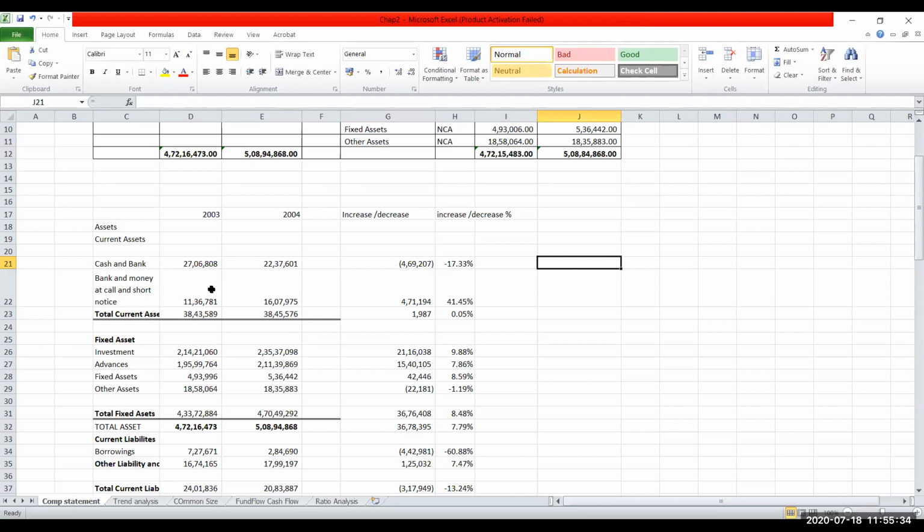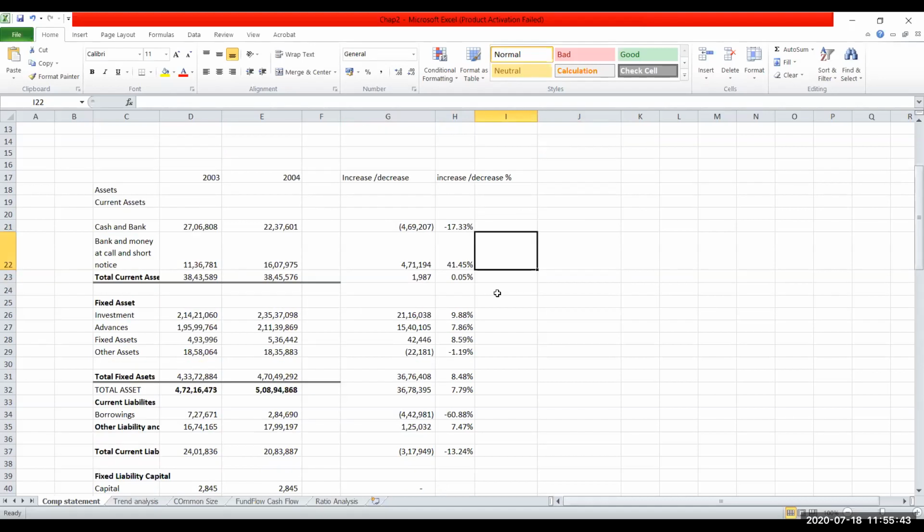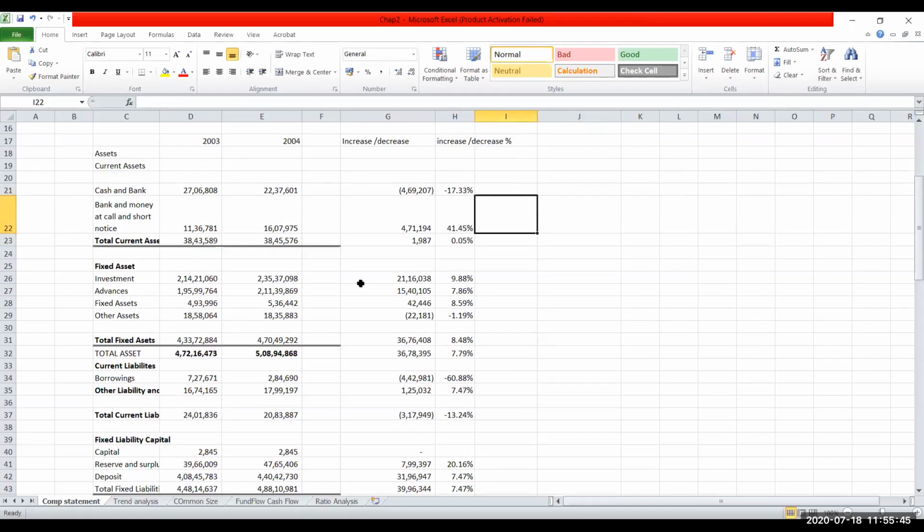Then if you think about money at call and short notice, it says 11 lakhs and it has increased to 16 lakhs. That's a good sign. So 41% is increased. And if I see the investment part, almost 9% is increased. That is a good sign, because whatever money we are getting from the business, we are investing in this business. That is also good. And customer loan is coming as 7.6, and financial asset is coming as 8.9.